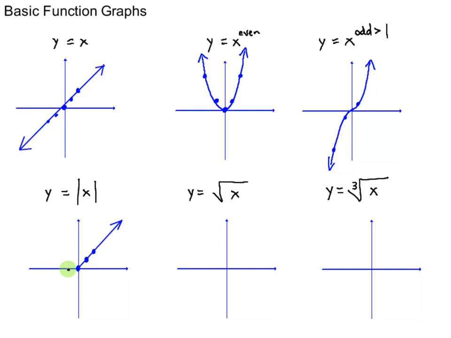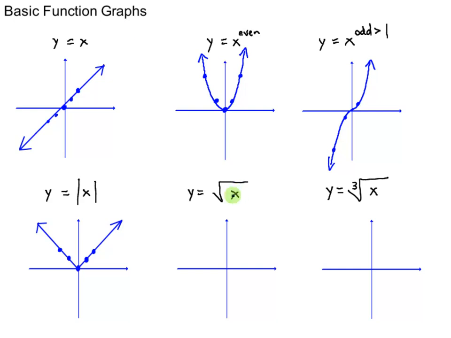So if x is negative, if x is negative 1, y is the absolute value of negative 1, which is positive 1. So instead of going down like this point did, it goes up. And so you end up with this side of the graph looking like this. So you end up with this V shape for absolute value of x. This is one of my favorites for some reason.